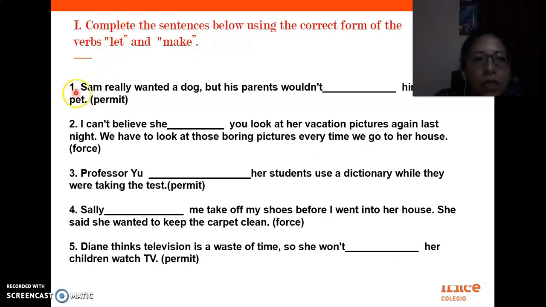Let's see. Number 1 says, Sam really wanted a dog. Wanted a dog. Maybe when he was a child. In the past. No? Sam really wanted a dog. But his parents wouldn't him have a pet. Here in parentheses I have permit. Remember? Make forces. Let gives you permission. So, what is the answer? That's right. Let.